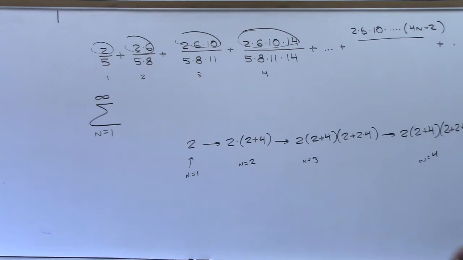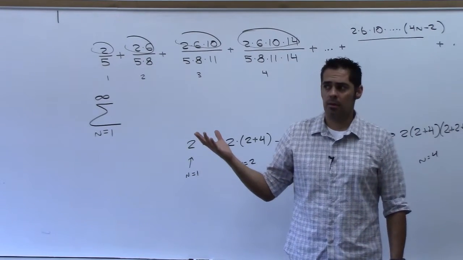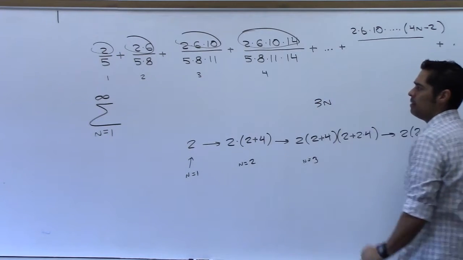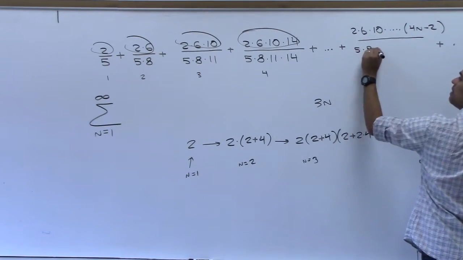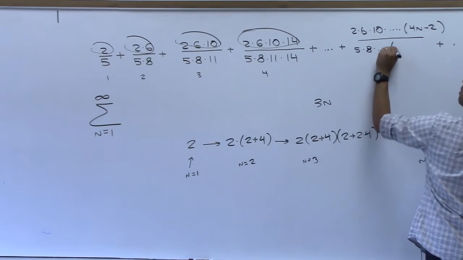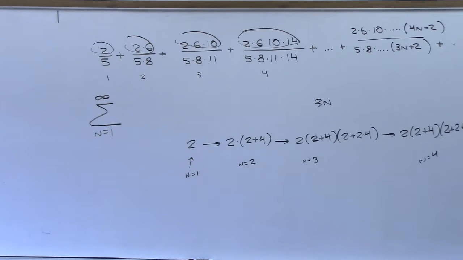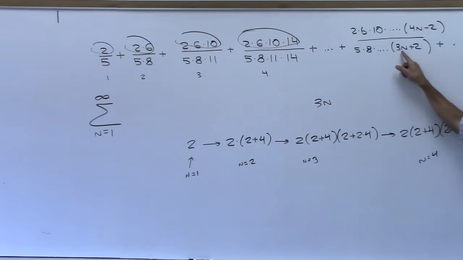These are all going to be multiples of 3, right? 3n, plus 2, good. So it's going to be 5 times 8 times all the way out to 3n plus 2. Perfect. That's it. So if n is 1, where do I stop? At 5. So I just have 5. If n is 2, where do I stop? 6 plus 2, 8. So I go 5, then 8.